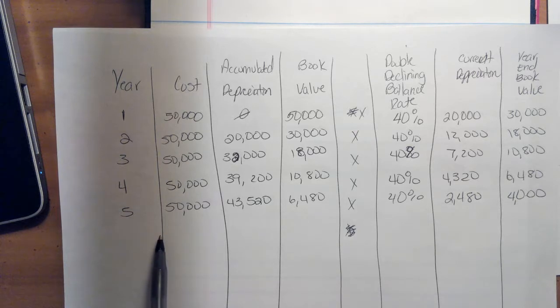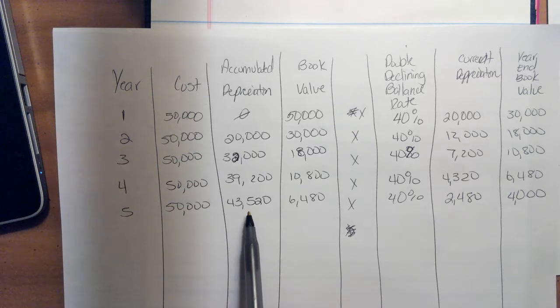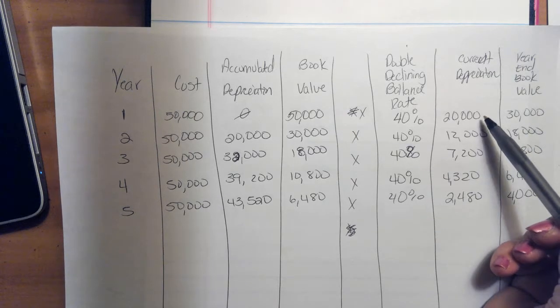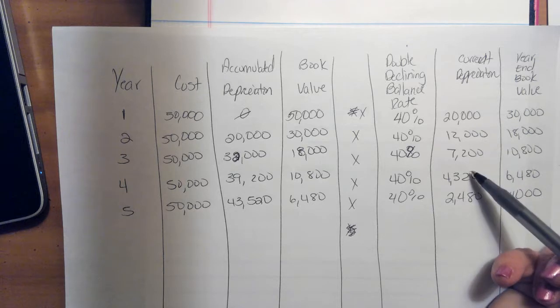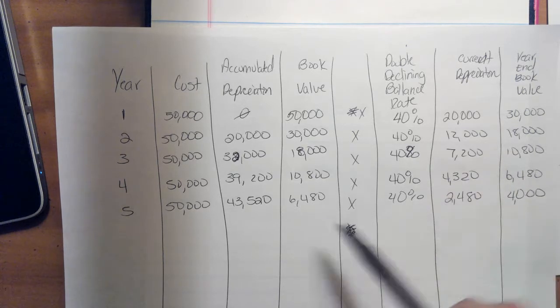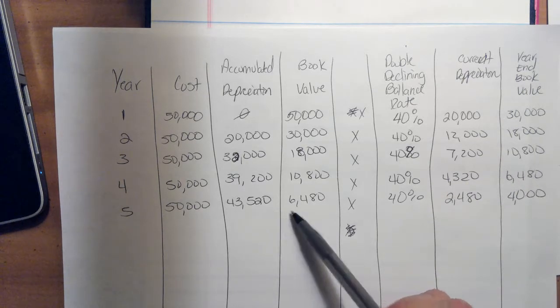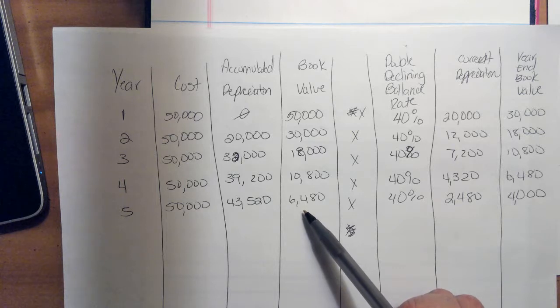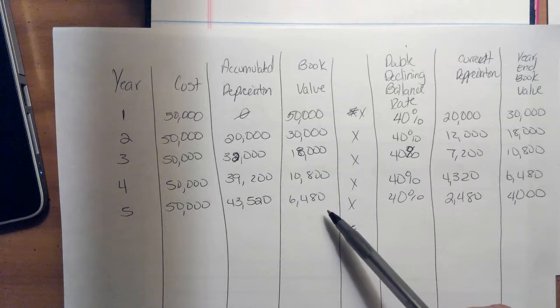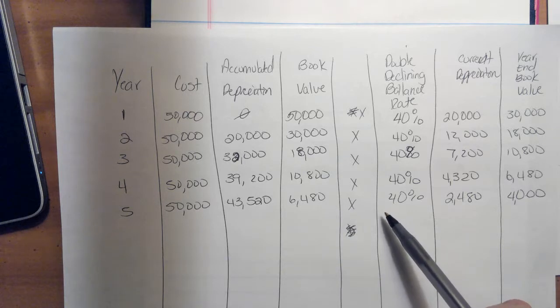We're going to come down to the fifth year. We have a cost of $50,000. Our accumulated depreciation is now $43,520. We'd get that by adding the first, second, third, and fourth year depreciation to determine $43,520, and our book value is $6,480. Normally, you would multiply the $6,480 by 40% to determine what the current year depreciation is.